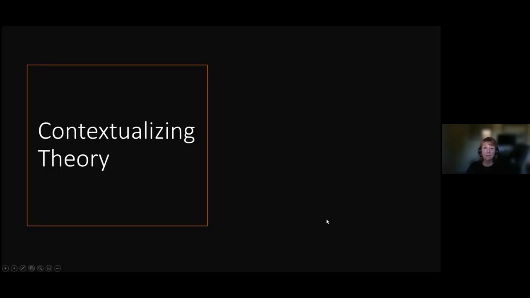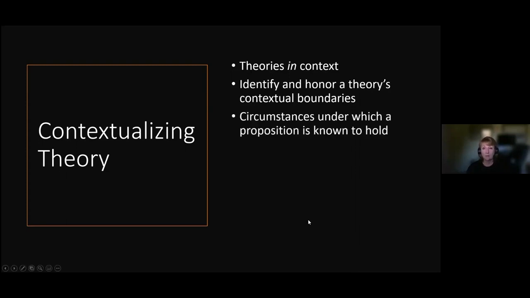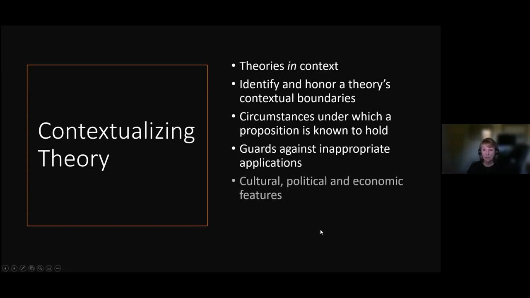Now, there are really two ways to use context in building theory. So first of all, you can contextualize theory. So that would be theories used in context. And that's what we were just talking about, identifying the boundaries within which the theory applies, the circumstances under which the propositions should be expected to hold. And it's a way of guarding against inappropriate applications, just like the owner's manual is a way of preventing you from doing something really unsafe with that saw. So it's a way of avoiding inappropriate applications of your model.